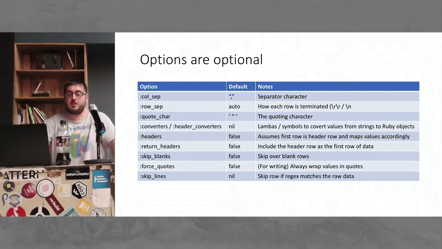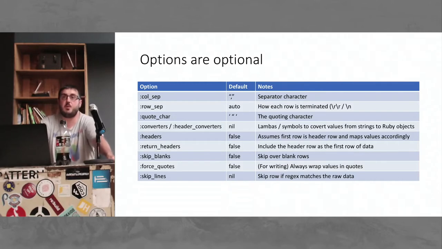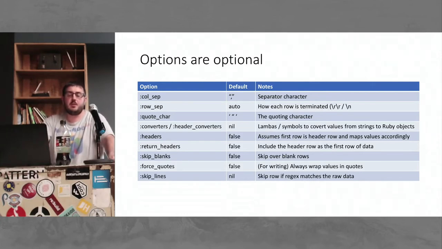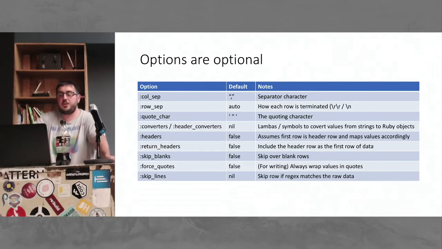Skip blanks, skip over blank rows. Force quotes commonly is only used for writing files. They will force all of your data wrapped in quotes, meaning you have effectively empty strings instead of null values. 9 out of 10 times you want force quotes whenever you write a file. Quite frankly, this should be the default instead of having to manually set it, but yeah. And finally, you can optionally skip lines in your CSV file as it's parsing by feeding it a regex with the last option listed, which is kind of somewhat handy if you know ahead of time what data you just want to skip over. So that's the 10,000 foot view of all the things you can do with CSV.